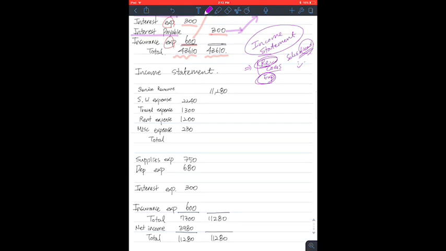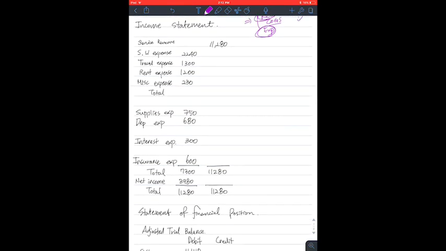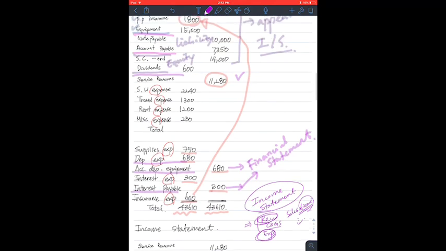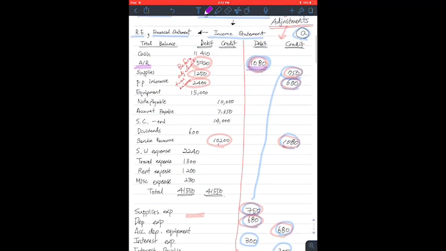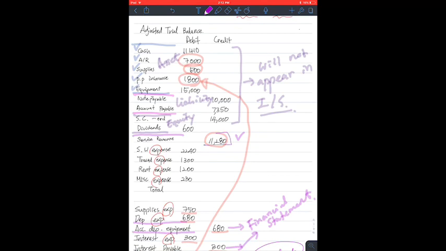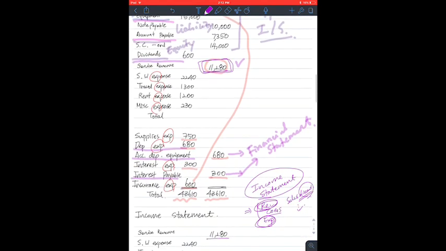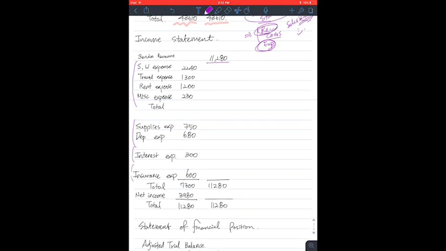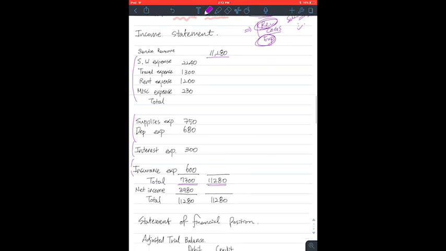So we start from the service revenue. Oh, this is for your worksheet. So we have service revenue 11,280 here. Where is our trial balance here? Service revenue here 11,280, and then we write all the expenses, and it will give us 7,300 for all the expenses on the debit side, and 11,280 of service revenue on the credit side, and the difference between the revenue and expense will become net income.